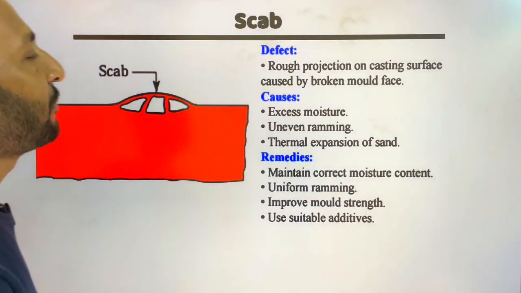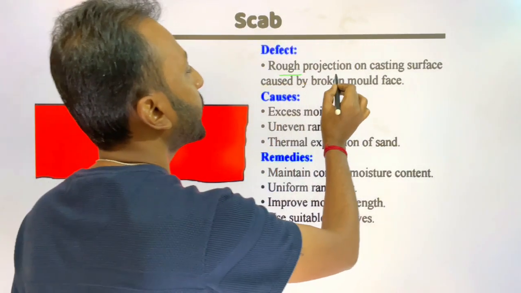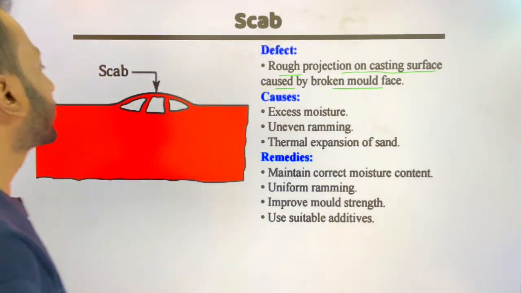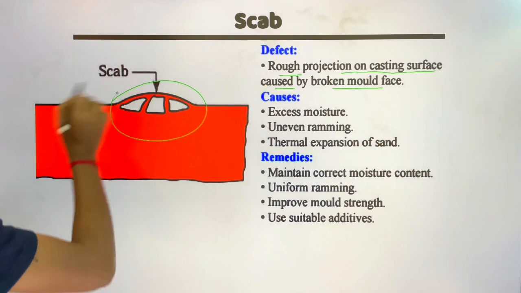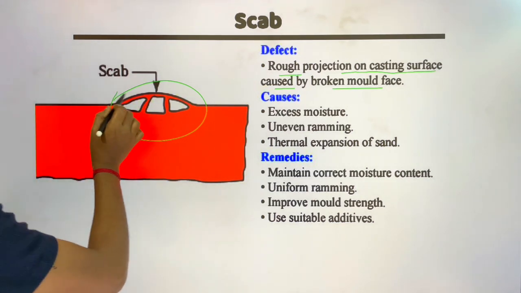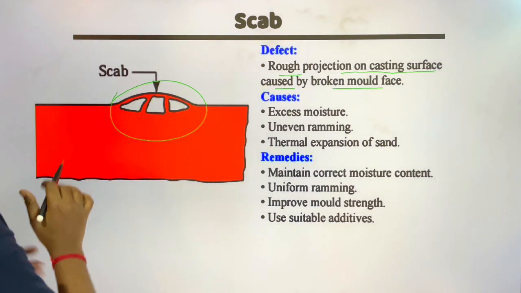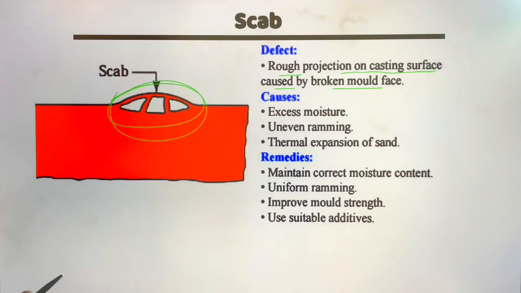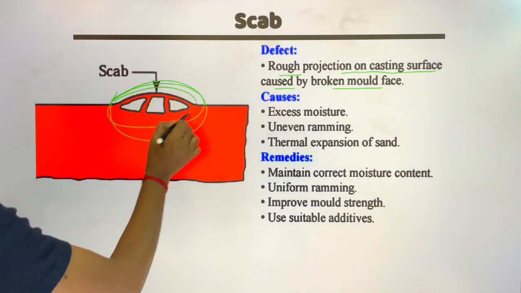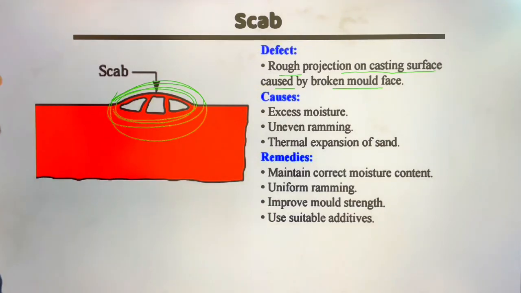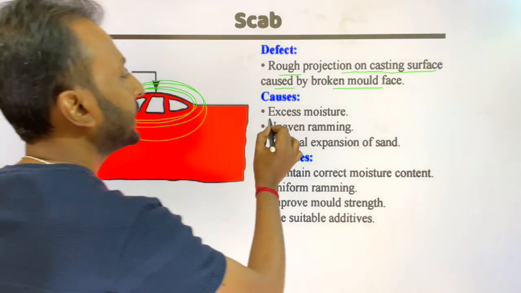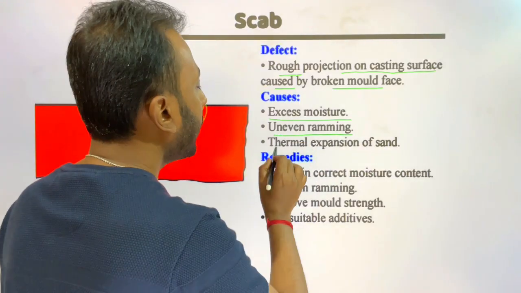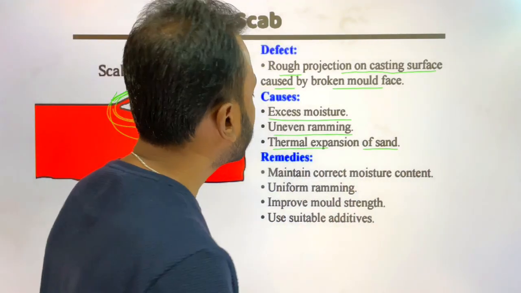So what is scab defect? Scab: rough projection on casting surface caused by broken mold face. So this is the scab defect. If the molding sand is of low strength, then this type of defect can be caused. These are the projection type defects. The causes are excess moisture in the molding sand, uneven ramming, and thermal expansion of the sand.